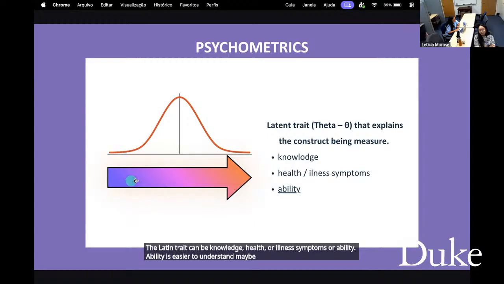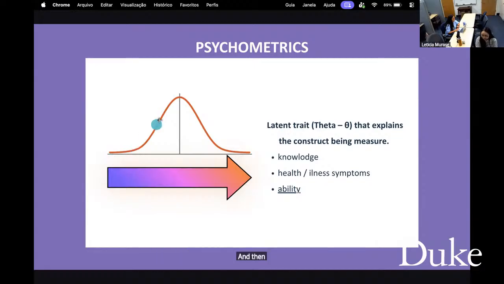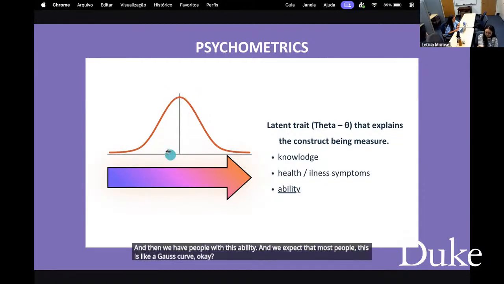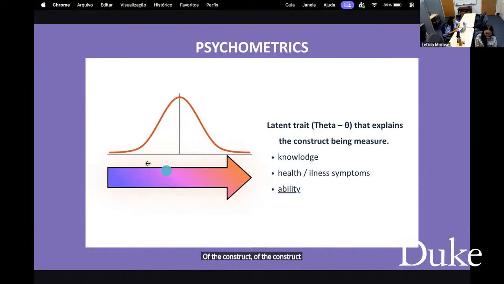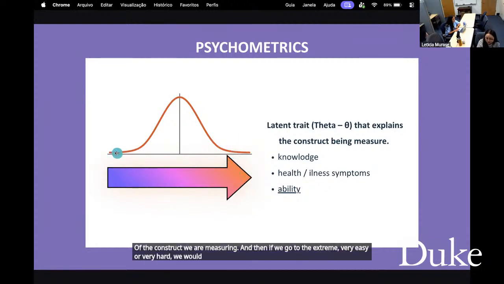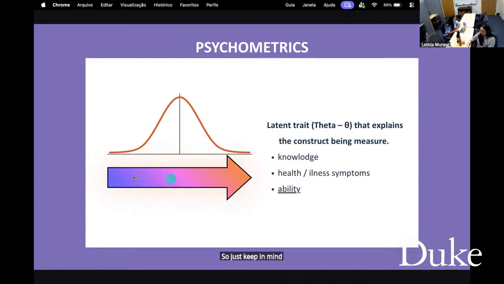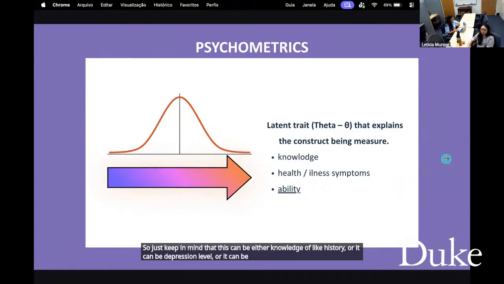So we have a continuum of ability that goes from easy to difficult. And then we have people with this ability. We expect that most people, this is like a Gauss curve, okay, have a medium ability of the construct we are measuring. And if we go to the extremes, very easy or very hard, we would have fewer people. So just keep in mind that this can be knowledge of history, or a depression level, or alcohol use.